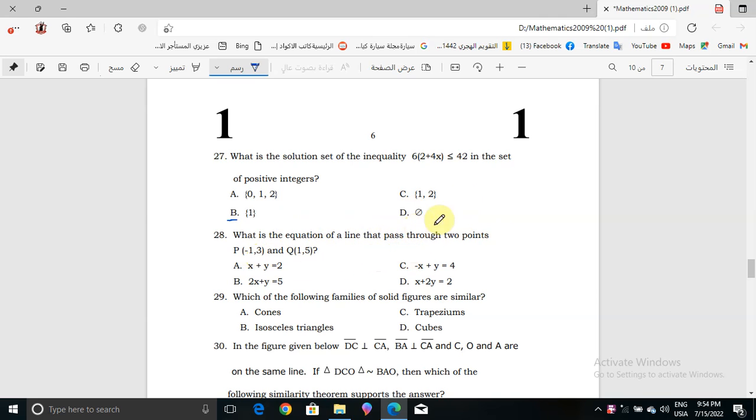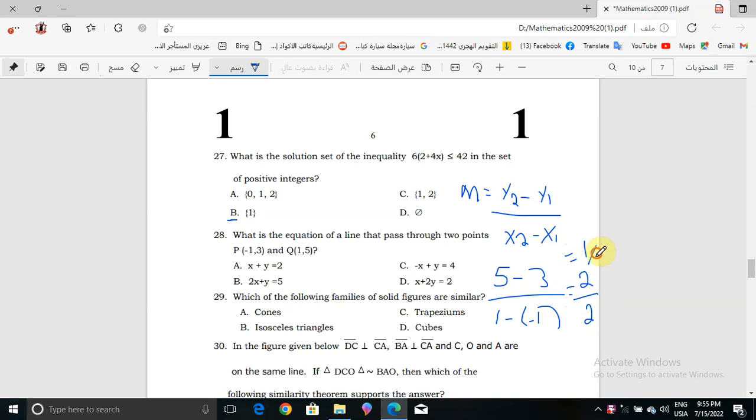First of all, we have the formula m is equal to y2 minus y1 over x2 minus x1. Then what we will do here: 5 minus 3 over 1 minus negative 1, which is equal to 2 over 2, that means it is equal to 1.